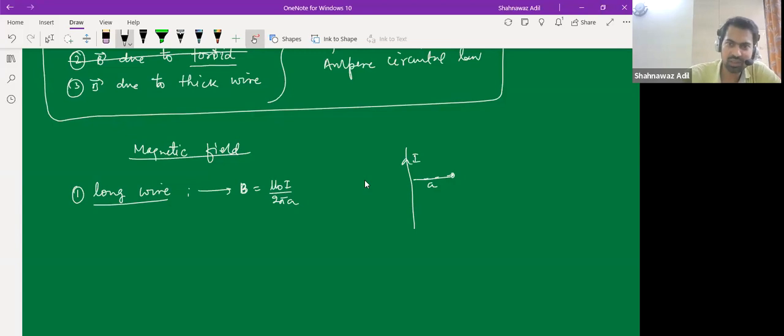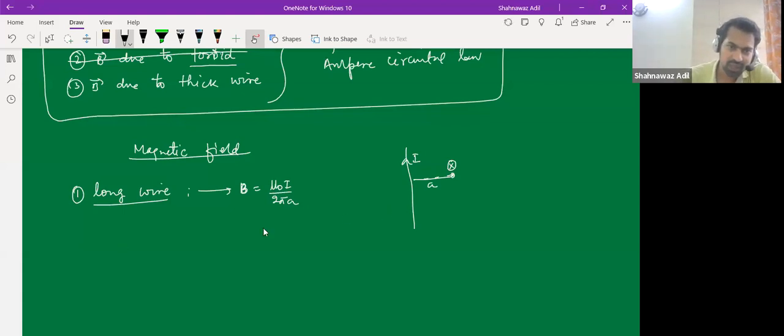So when we talk about the direction, this is going inward, right? So we put our thumb in the direction of the current, and then we get the direction of the magnetic field. So the magnetic field was inwards, right? And then we calculated the magnetic field due to a semi-infinite wire, right?